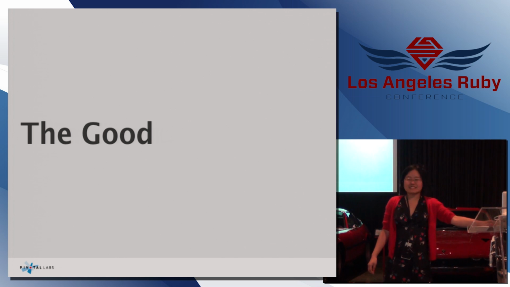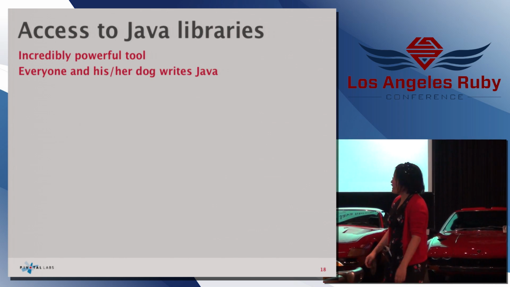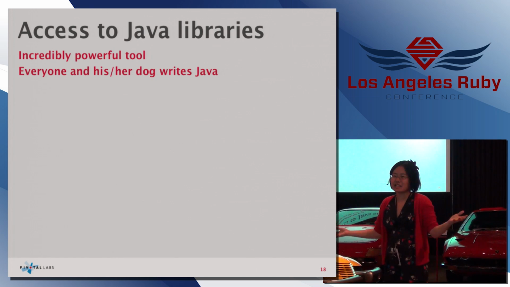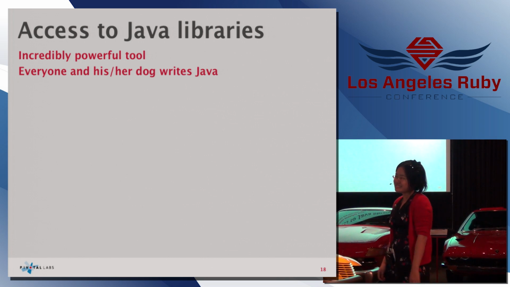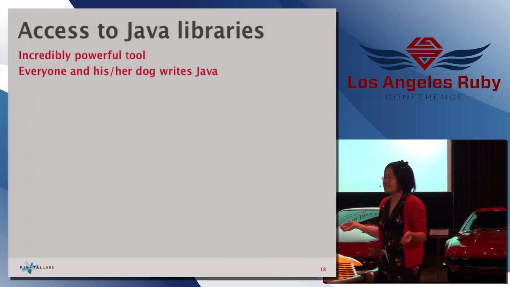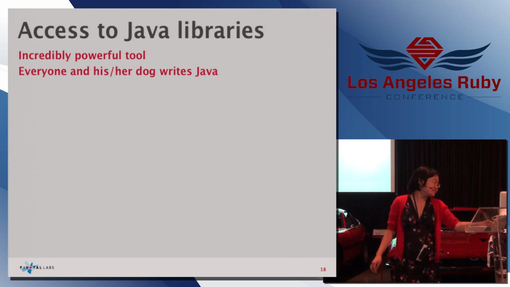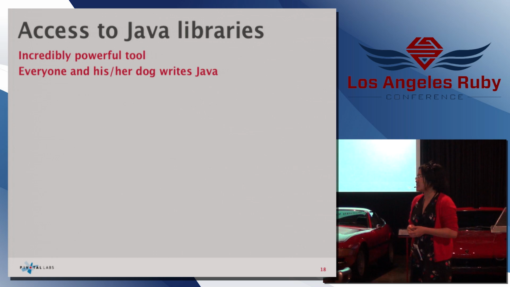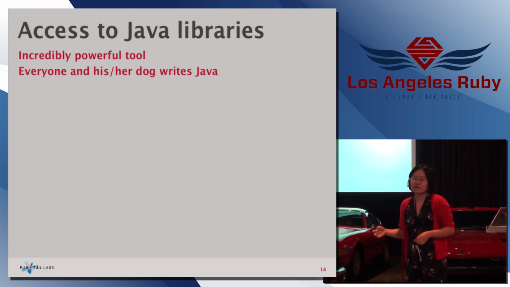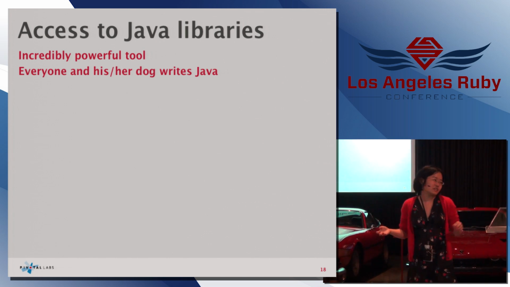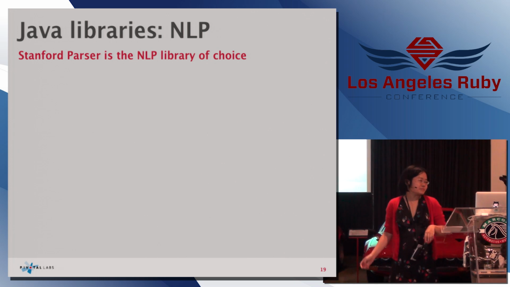So here's the first compelling reason for why you should use JRuby: access to Java libraries. Well, everyone and his dog writes Java. Well, maybe not their dogs, but there's a lot of enterprise software out there written using Java. And I'd like to highlight some of the most important libraries that are available using JRuby.